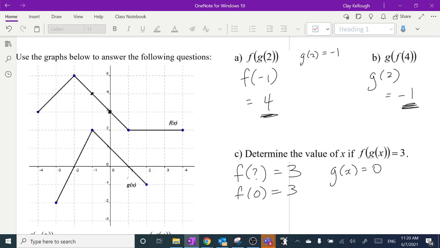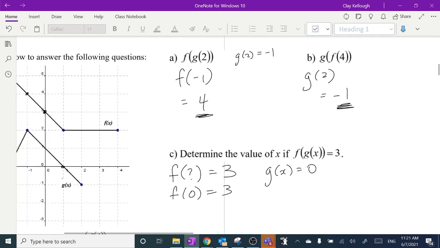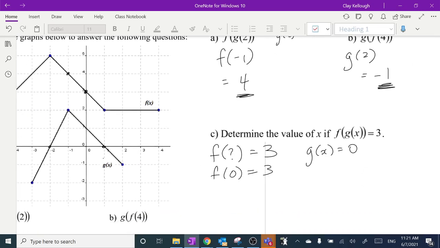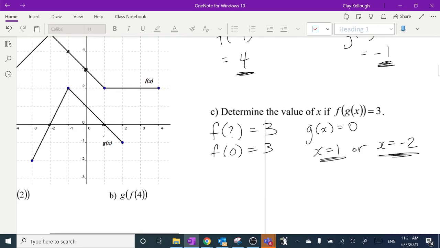Well, hang on a sec. Looks like there's two answers, right? I get a y value of 0 in two places. So that's interesting, this has two answers. So x could be 1 or x could be -2. And you can do a check on this, right?